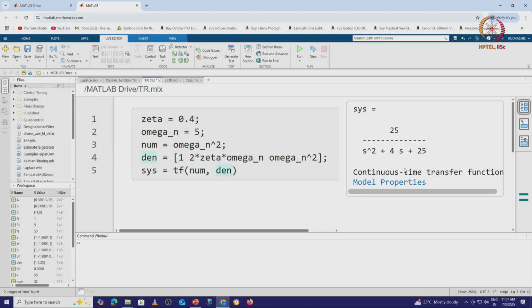So now we know what the system is going to be and how the transfer function will look. We have specified zeta, the damping ratio, and omega n, the natural frequency. Then we write the numerator and denominator of the transfer function appropriately, as it should be for a second order system. Since zeta is 0.4, which is less than 1, we are writing a transfer function for an underdamped system.